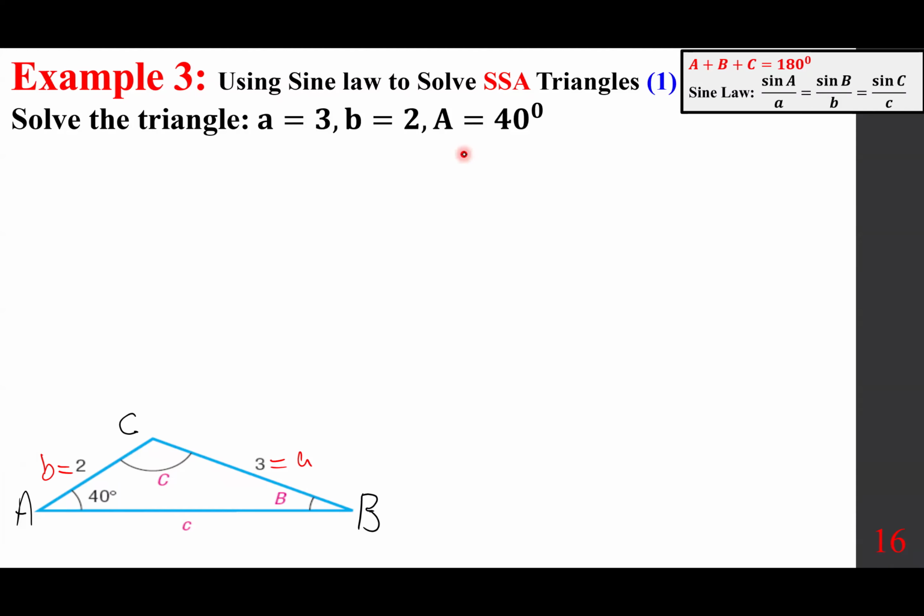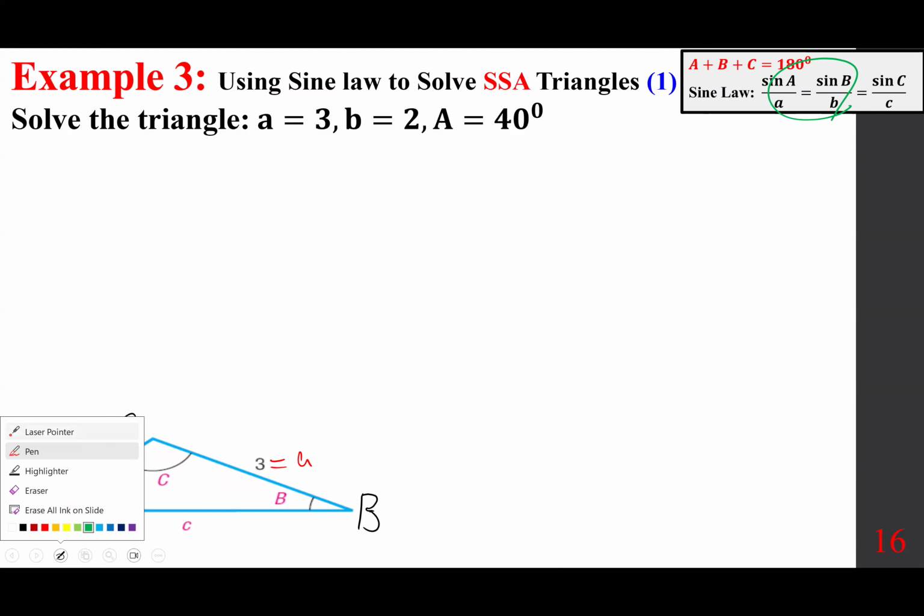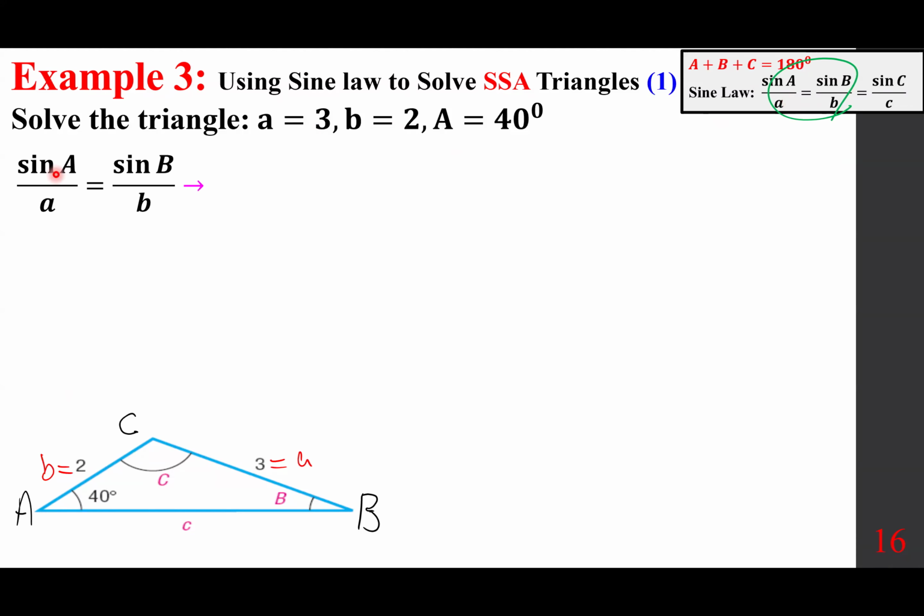So we are going to use the sine law to find one of the angles. Since lowercase a and lowercase b are given, we are going to go with these 2. Sine A over a equals sine B over b. So sine of 40 degrees over 3 equals sine B over 2.